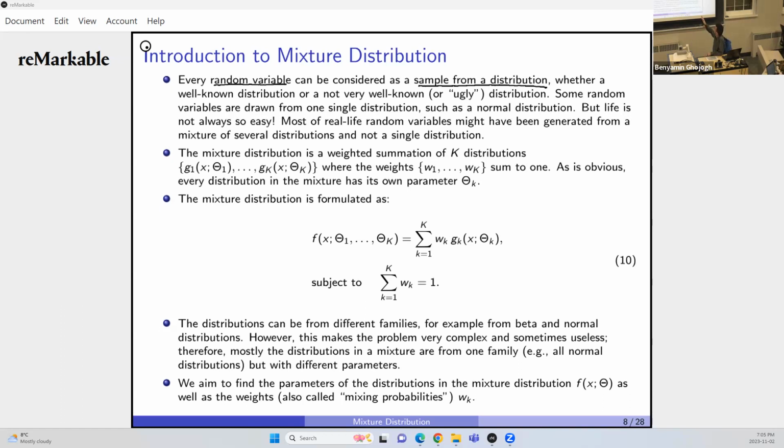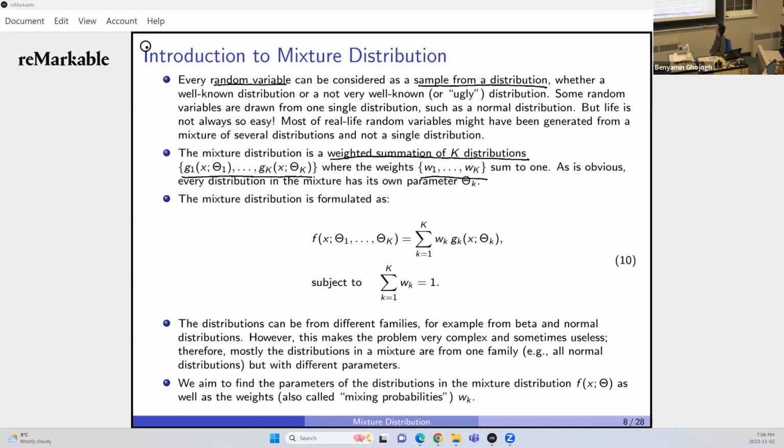So the mixture distribution, what is that? It is a weighted summation of k distributions. So consider k nice distributions, we add them up, and then the whole thing becomes ugly, right? So G1 to GK, where the weights are W1 to WK, and the weights sum to 1. Of course, the weights must sum to 1 because it's probability, right?